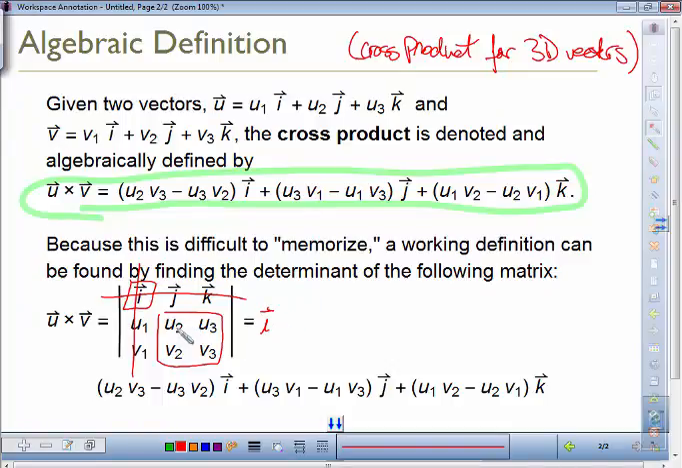Then we'll take the determinant of a smaller matrix. Instead of a 3x3 matrix, we're going to look at the determinant of a 2x2 matrix, and that 2x2 matrix is this one in this box. The determinant of a 2x2 matrix goes down the diagonal from left to right: that's u2 times v3, and then you subtract the other two components, called the wings, v2 times u3.